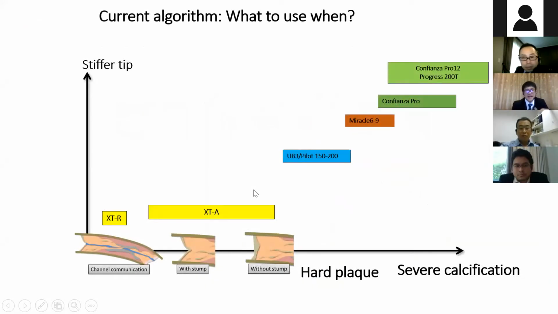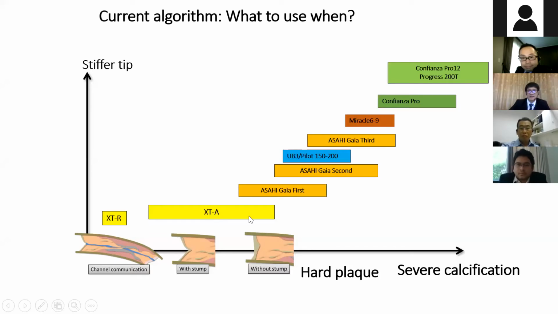Basically, which one do you choose as the first wire? We will start from the softer guide wire, depending on the anatomy of the CTO. If you see the micro channel clearly, you may start with the XTR. Or if the stump looks stable, you may start with XTA. If the stump looks blunt or there is no stump, you may start with XTA or the Gaia series, that's the Gaia First. And you can increase to stiffer wires.